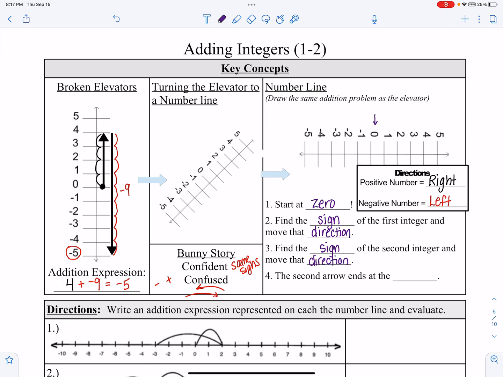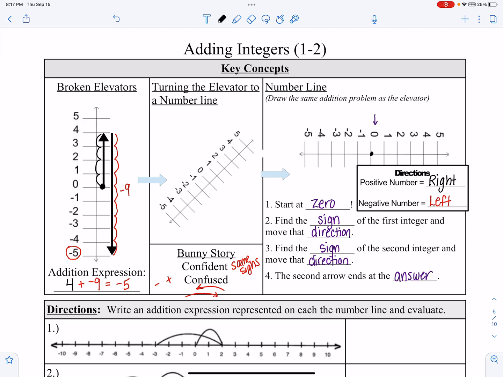Okay. And then the second arrow is going to end at the answer. Okay, so that's our process that we're going to follow. So you can see if we do the same exact one as the broken elevator, we'll represent it the same way. We start at 0. And so here's my 0 elevator.